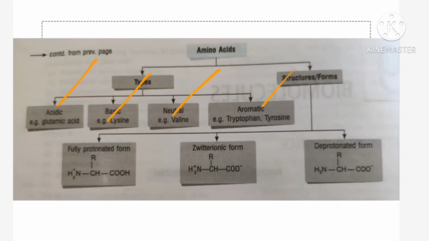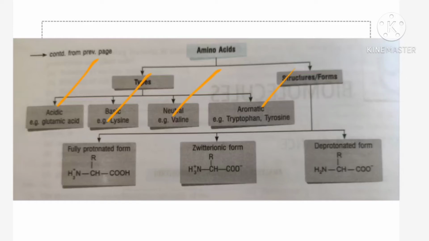So what is the difference between these types? You know what is basic, what is acidic in nature, isn't it? So acidic amino acids have pH lesser than 7, and basic ones have more than 7, and the pH is 7 for the neutral category. So these are the different types of amino acids based on their pH: acidic, basic and neutral. Like glutamic acid is an acidic one, lysine is a basic amino acid, and valine is a neutral amino acid. Another type of amino acid is your aromatic amino acid. For example, tryptophan and tyrosine are aromatic.